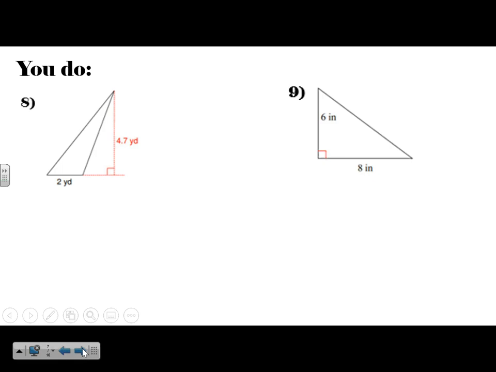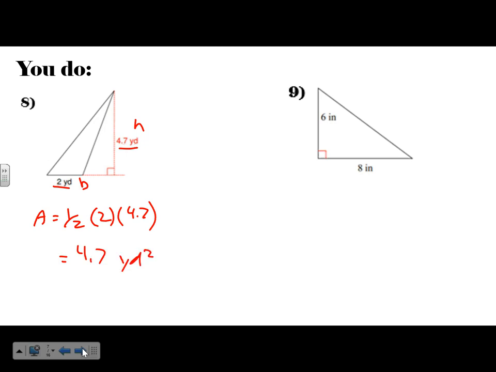So these are some you-do problems. This is where I would encourage you to pause it, do these on your own, and then hit play and make sure you check your answers. But I'm going to go through these a little bit more quickly. We have our base and our height. So the area is 1/2 times 2 times 4.7, which should be 4.7. And again, technically yards squared.